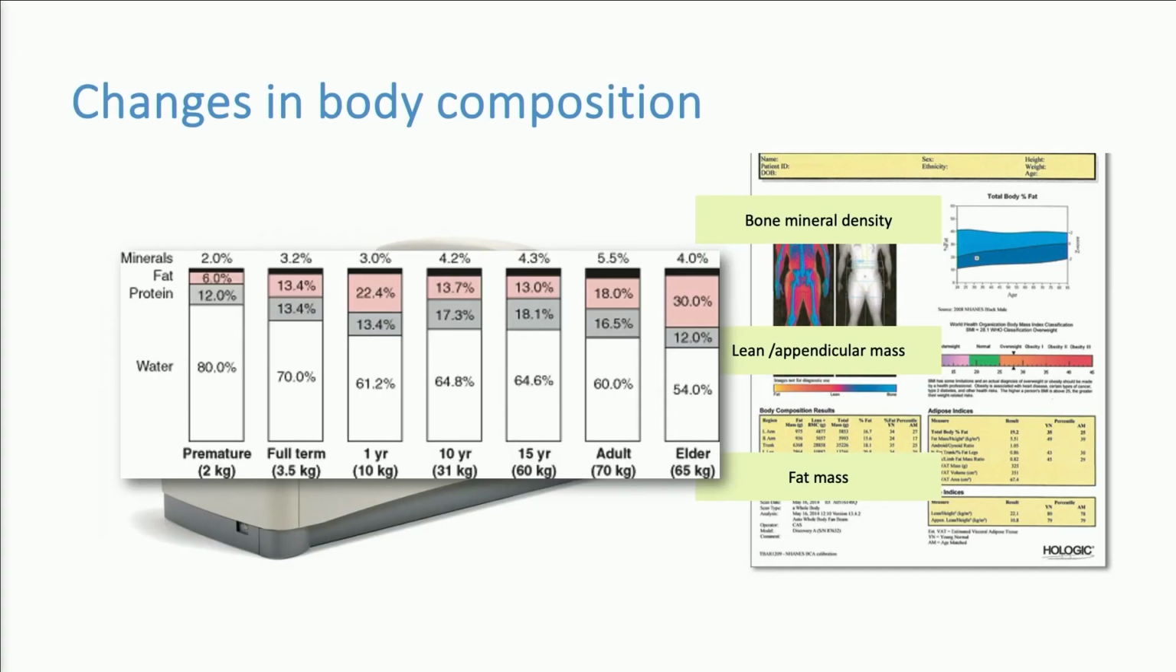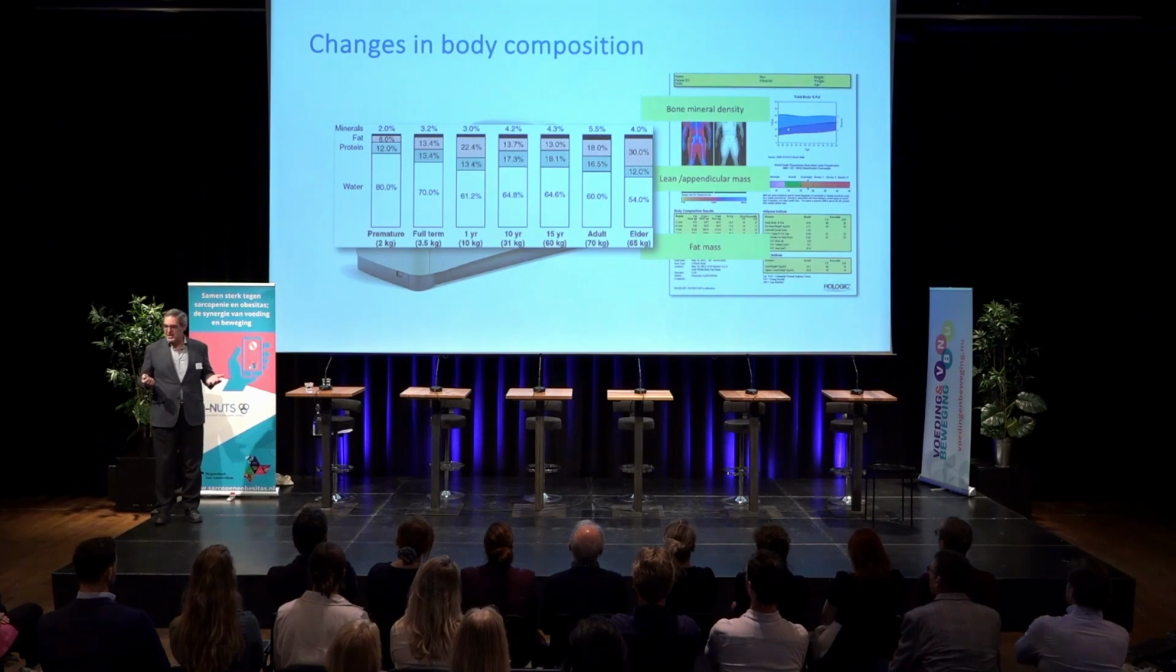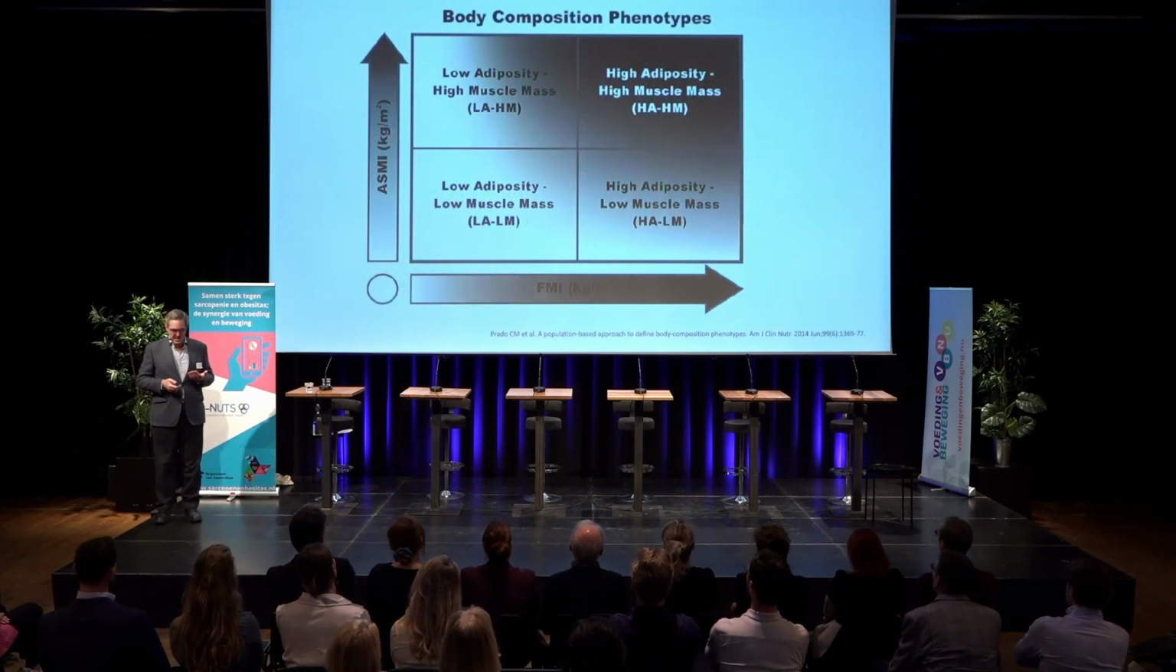And if you look at the different phenotypes and what happens with age, this is adult and older people, you see that we have an increase of fat and usually a decrease of mineral, and that's bone, a decrease of proteins, and a decrease of water. That's in general, but each individual will behave differently. And we have to take that into account.